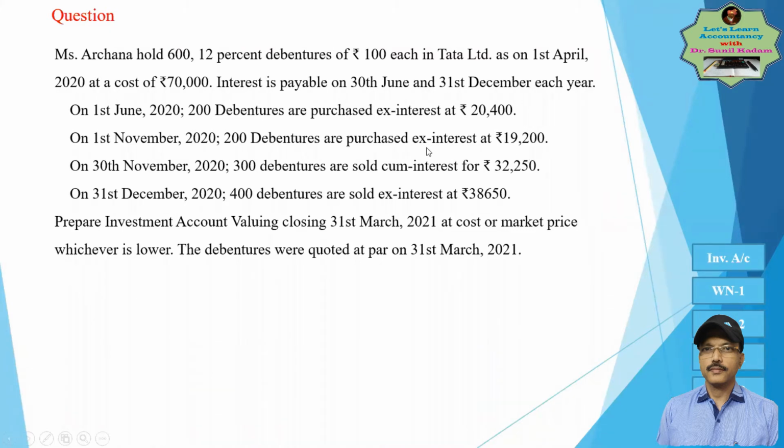When it is ex-interest price, interest is paid additionally when purchasing, or received additionally when it is a sale. When you purchase it, the interest you have to pay additionally. When it is a cum-interest price, it is assumed that whatever price you have paid for the purchase includes the interest. In the ex-interest case, the interest is paid additionally. That's why it is ex-interest price. Let's find out how to record it.